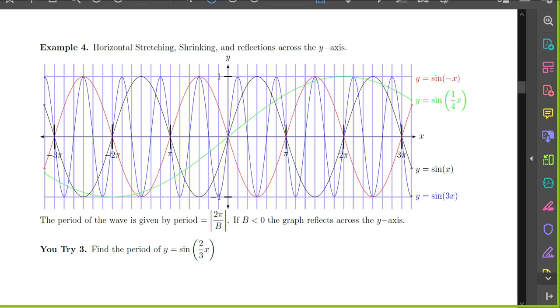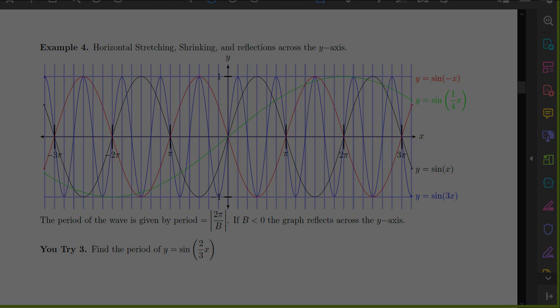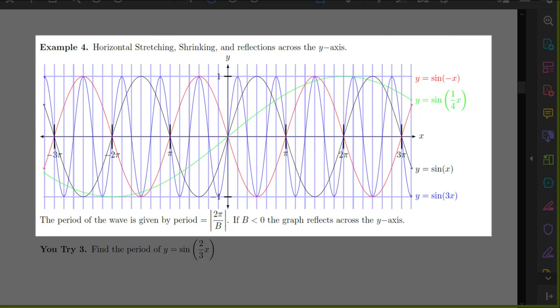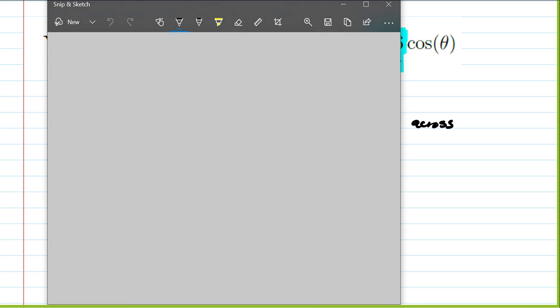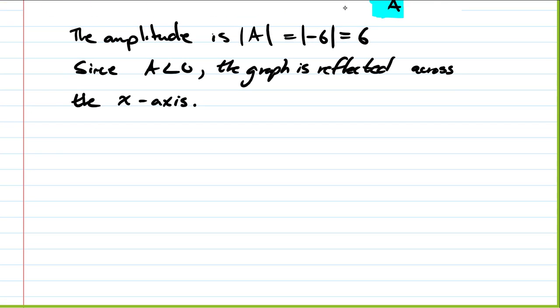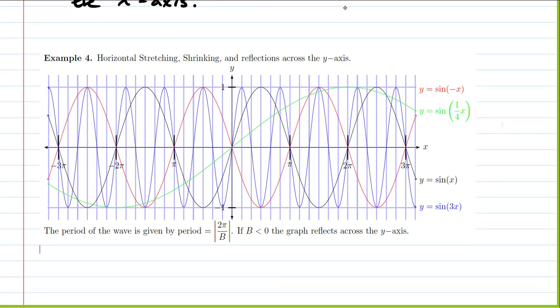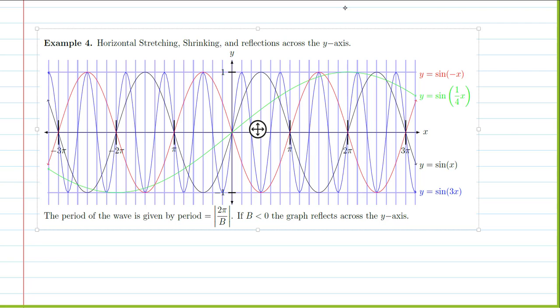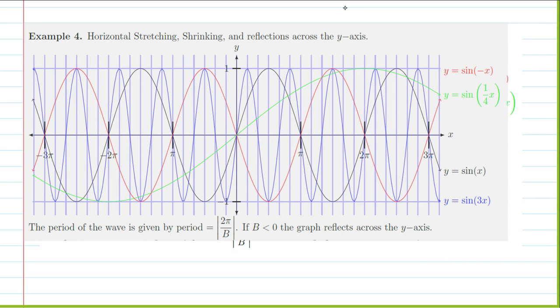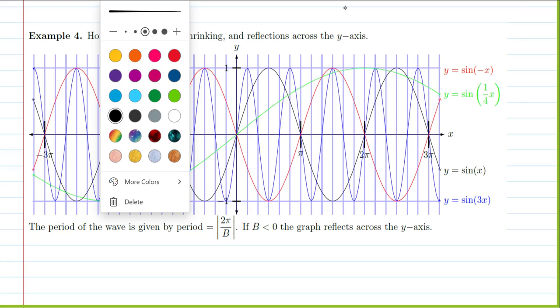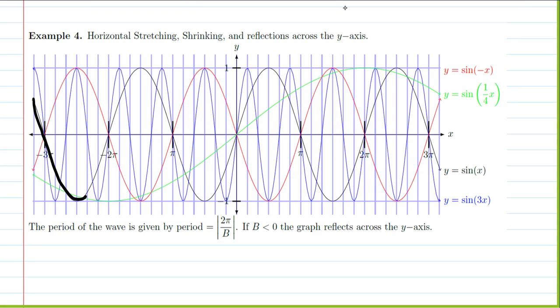All right, now we want to talk about horizontal stretching and shrinking and reflections on the y-axis. So this is where we are going to be using function composition. So now instead of sine x, we're going to have sine of some function of x. A regular sine function is the black one that does this. That's our generic graph.